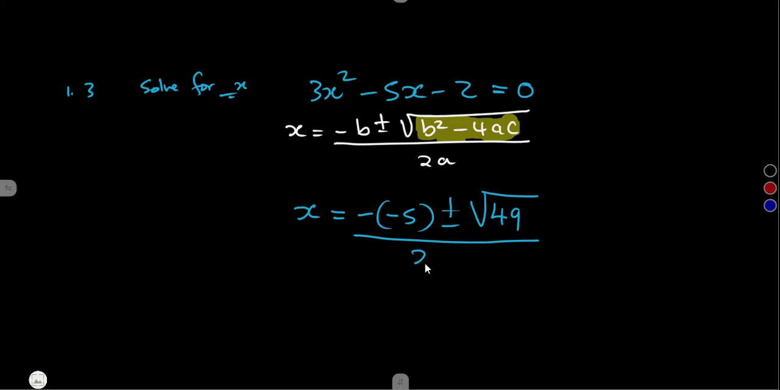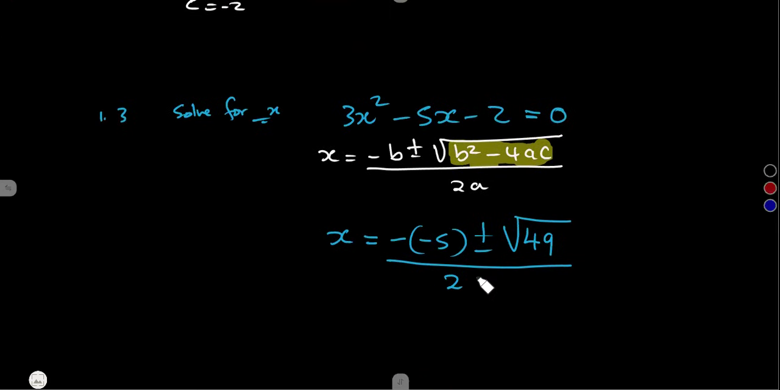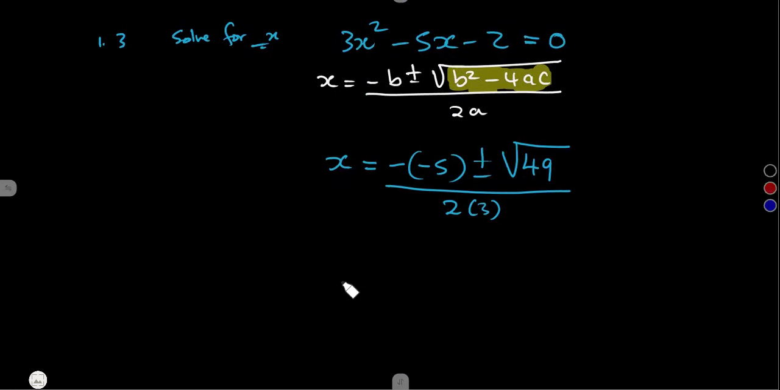You can do that. 2 times a. So our a there is what? Our a is 3. So that's 2 times 3. So this is what we're going to have. So with this, guys, we can solve our equation.